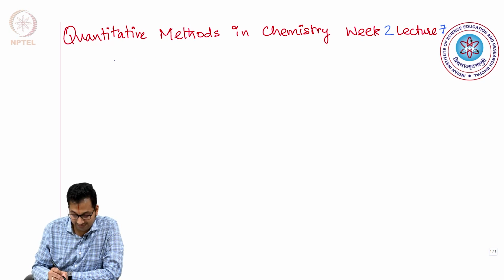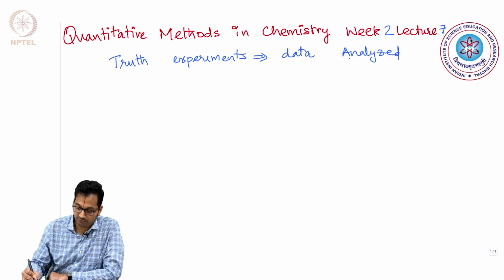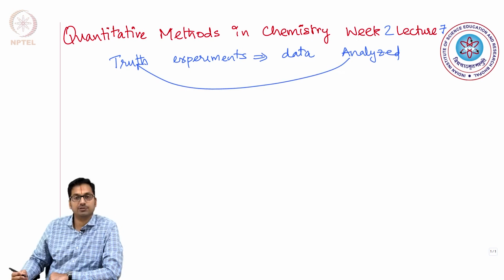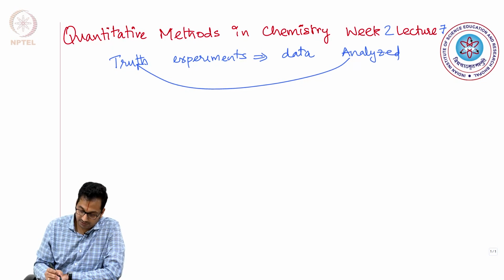So we wanted to seek the truth by way of experiments, and experiments fetch data, and we are trying to understand how data can be analyzed to, of course, go back to understand the truth. In this aspect, we defined a few terms. We tried to understand what Galton's experiment was.